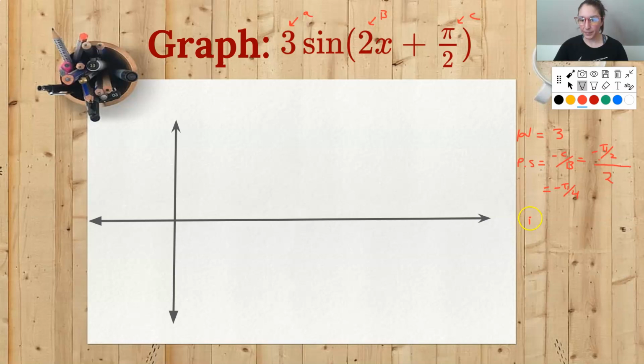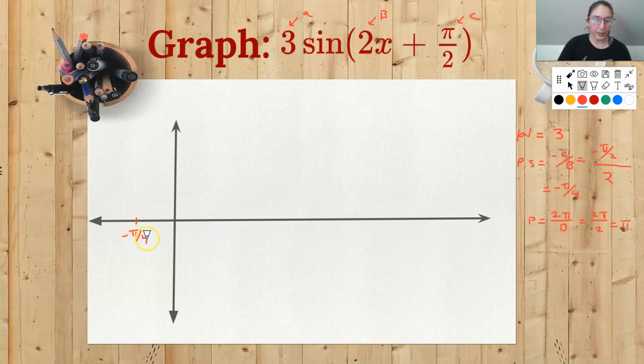I need my period. My period is 2 pi divided by b. So I got 2 pi divided by, what's my b? My b is 2. So my period here is pi. All right, I got all my pieces, and there's no vertical shift here because there's no k being added on anywhere. So I'm clear on vertical shift. What's our next step? Our next step is to plot points along our x-axis. So first, plot the phase shift point, -pi over 4.